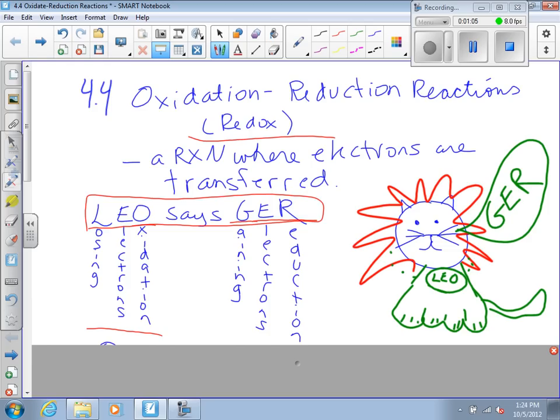And so we have over on the right side a lion named Leo. And what does Leo say, everybody? That's right. Leo says grrr.